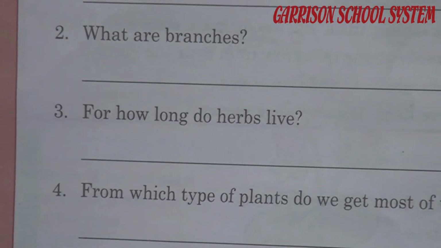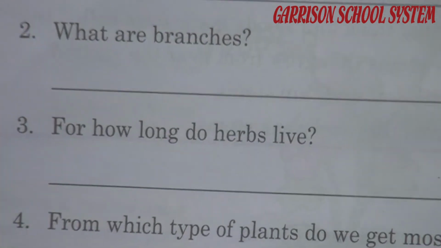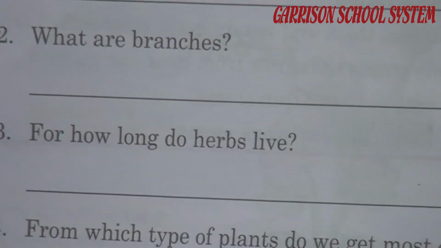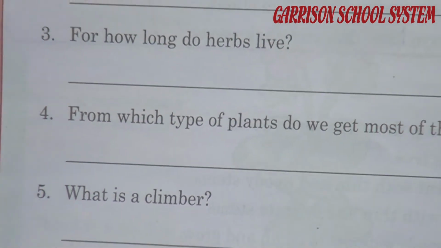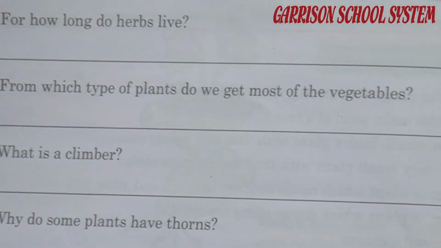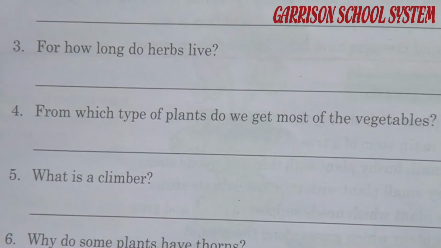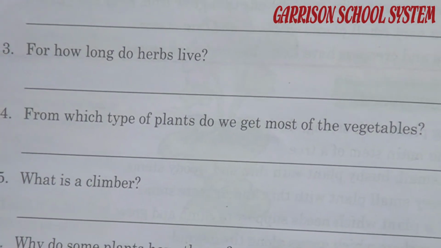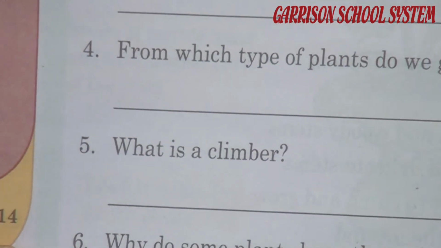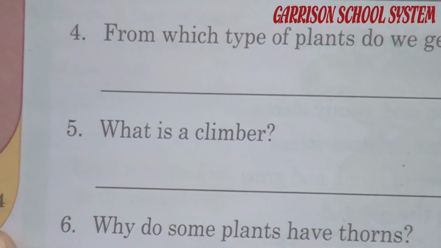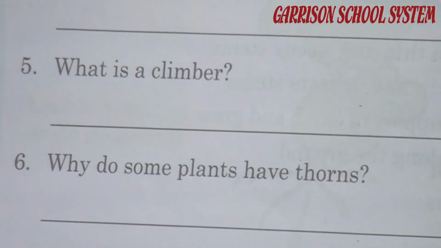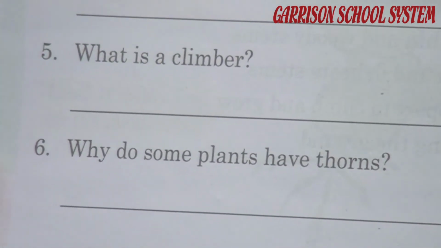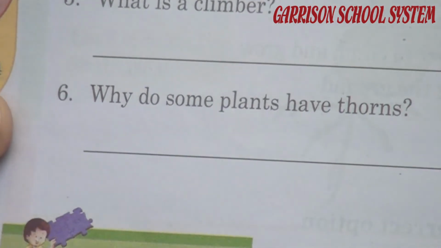Question number 3, for how long do herbs live? Answer is, herbs live only for one season. Question number 4, from which type of plants do we get most of the vegetables? We get most of the vegetables from herbs. Number 5, what is a climber? A plant that needs support to climb and grow. Question number 6, why do some plants have thorns? Thorns protect these plants from being eaten by animals.